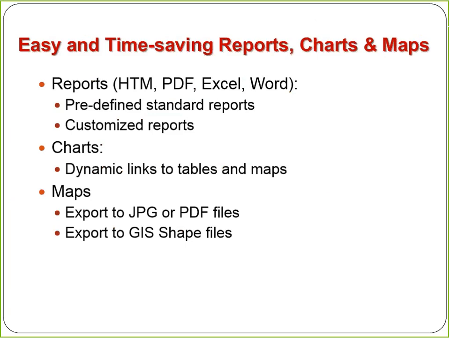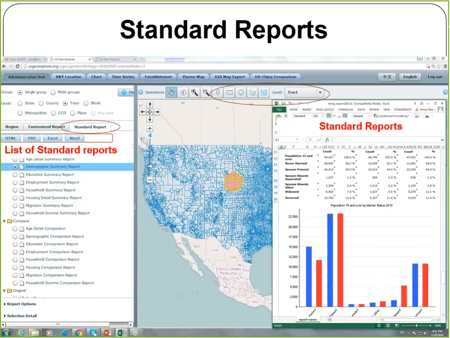Now, once you make your snapshot here, you can generate easy and time-saving reports and chart maps very easily. You can generate reports, and we have predefined standard reports. You can also customize the reports from more than 45,000 variables. Those reports can be exported to HTML, PDF, Excel, or Word files, or you can generate charts with dynamic links between table and maps. You can also export the maps to JPG or PDF files, or export maps to GIS shape files. So everything in the Geo-Explorer can be exported.